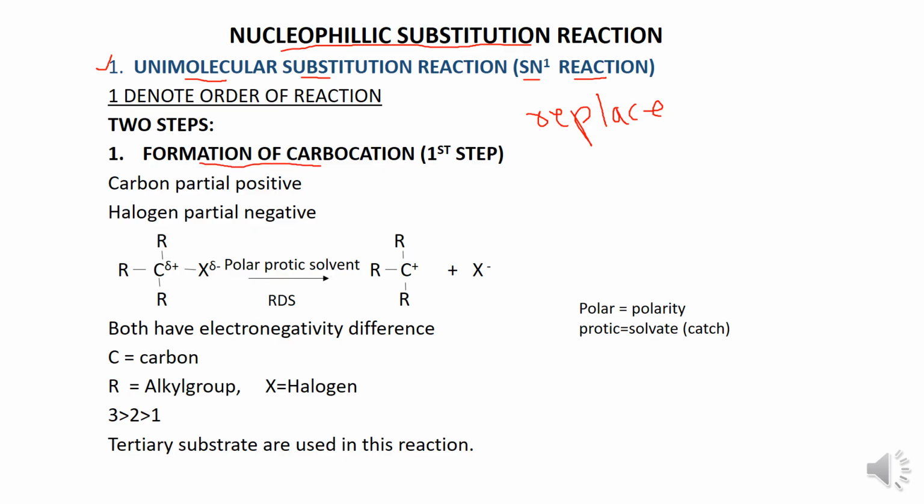When we see the substrate of the reaction, there is a carbon and halogen, and on the carbon three alkyl groups are present. This whole reaction proceeds in the presence of a tertiary substrate. Okay. In the substrate, halogen has partial negative charge and the carbon has partial positive charge. Halogen and carbon have an electronegativity difference. So what will happen?